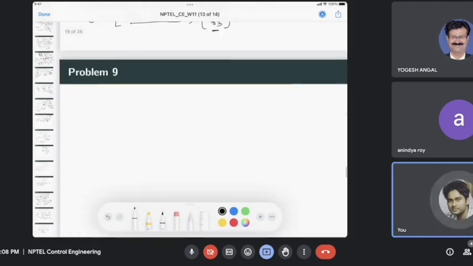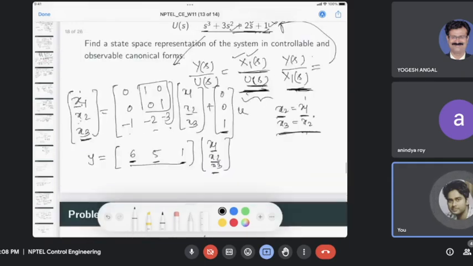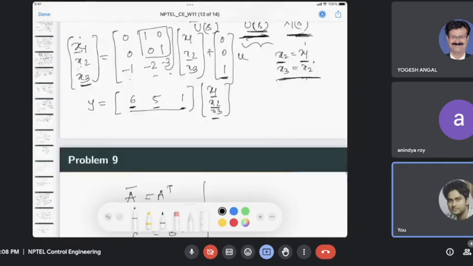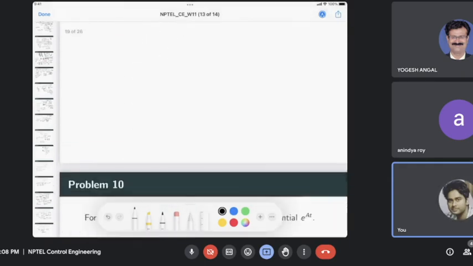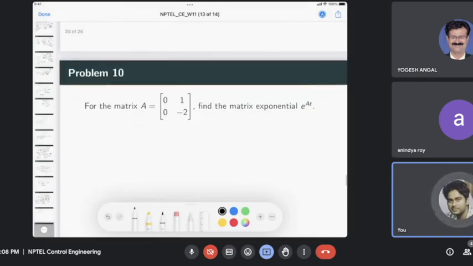So for the observable form, the A matrix will be the transpose, the B matrix will be the transpose of C, and the C matrix will be the transpose of B. Then we will get the observable canonical form. Okay, then we move to the next question.